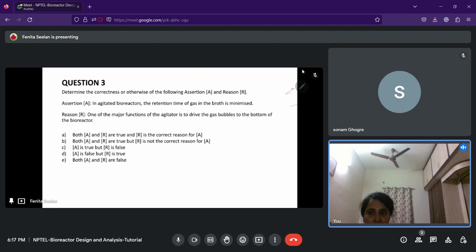Reason R is: one of the major functions of the agitator is to drive the gas bubbles to the bottom of the bioreactor, which is true. So option C would be false, and option E is also going to be false. So the correct answer is D: A is false, but R is true. So shall we move on to the next question?